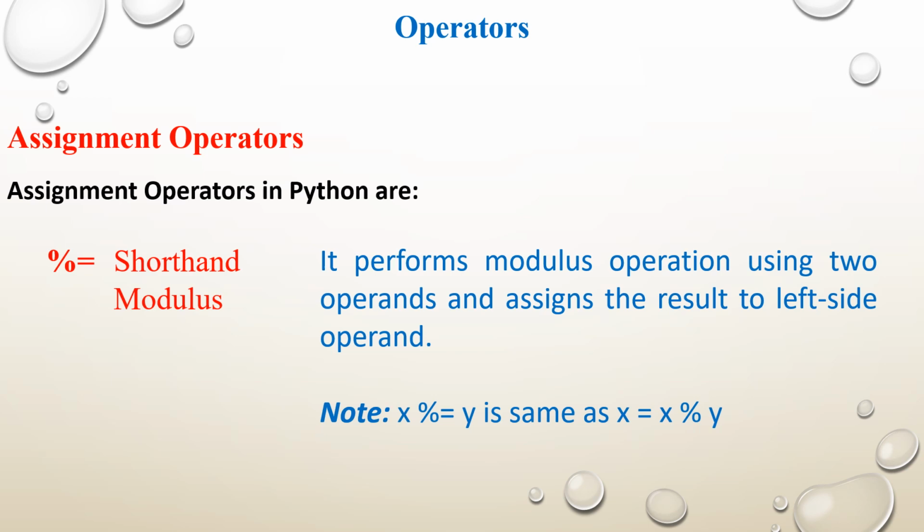Assignment operator, the next one is shorthand modulus. It is the same as the previous one, whereas in that one it performs the division, here it performs the modulus operation. That means it returns just the remainder of the division. Instead of writing x is equal to x mod y, where the percentage symbol is mod, we write x %= y. So it returns the remainder of x divided by y, and that value is assigned to the variable x.